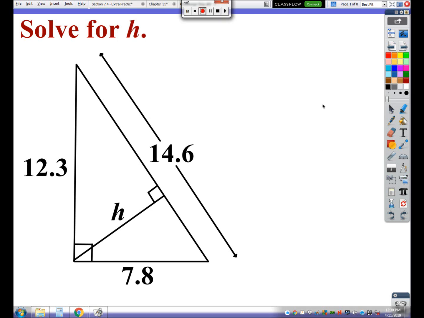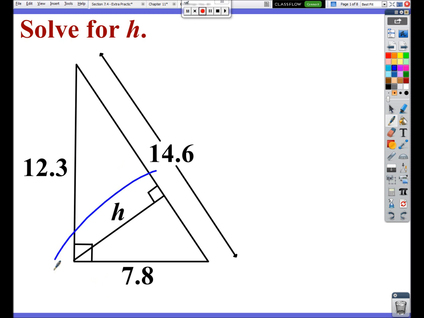Challenge day number 2 problems. We're going to start with number 1 here. So solving for h, and this is our typical setup that we've been seeing recently with our right triangles, and we have the altitude drawn in from the right angle to the hypotenuse of the big right triangle.